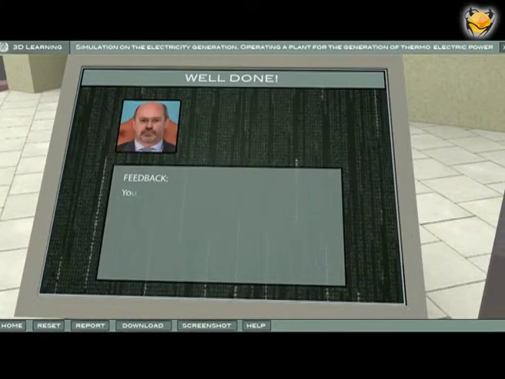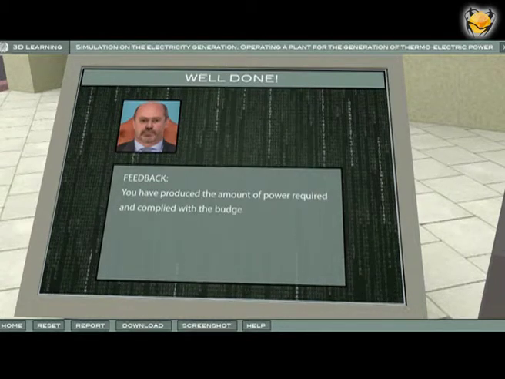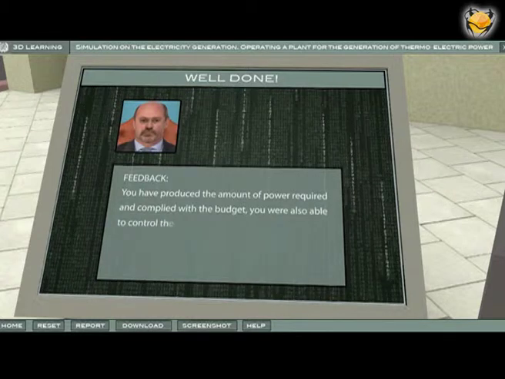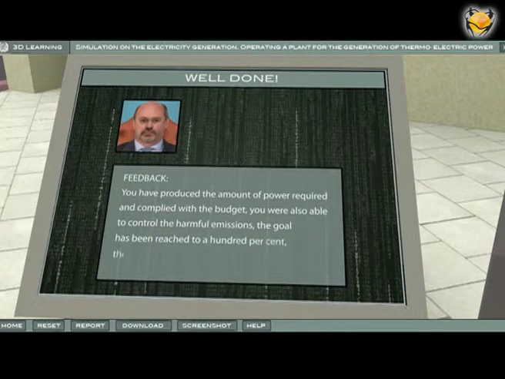You have produced the amount of power required and complied with the budget. You were also able to control the harmful emissions. The goal has been reached to 100%. The company congratulates you.